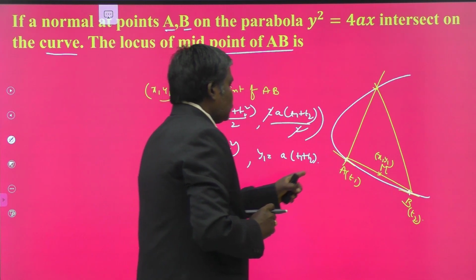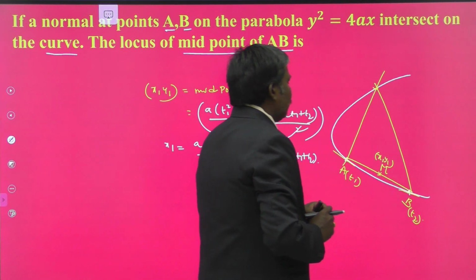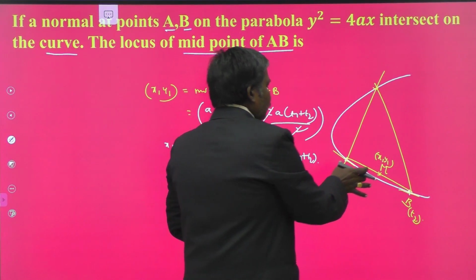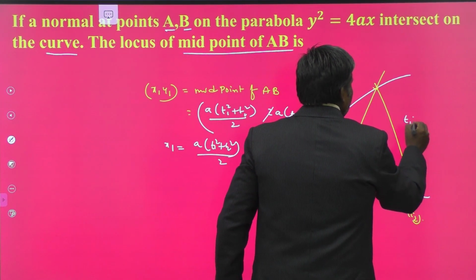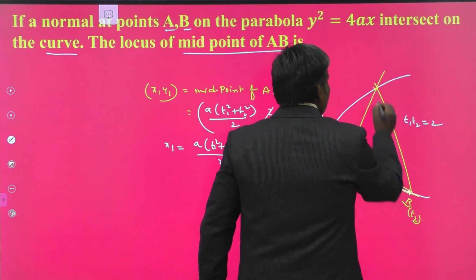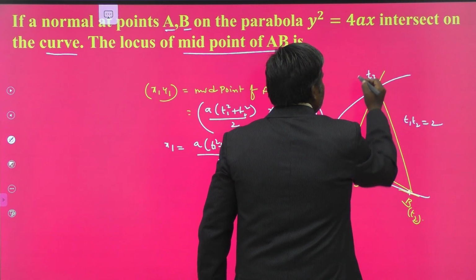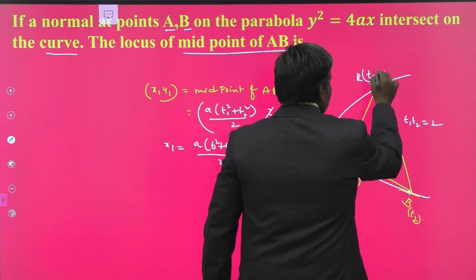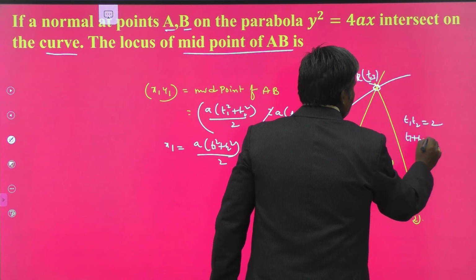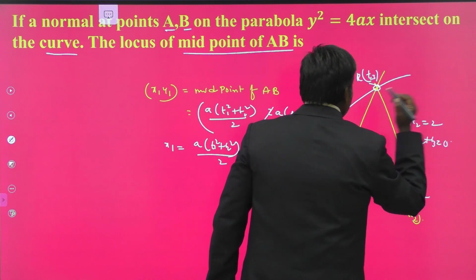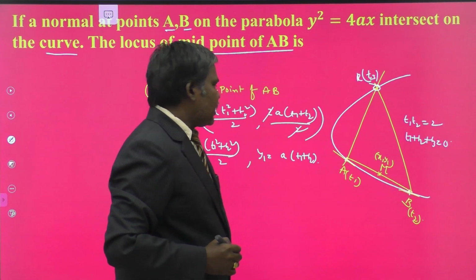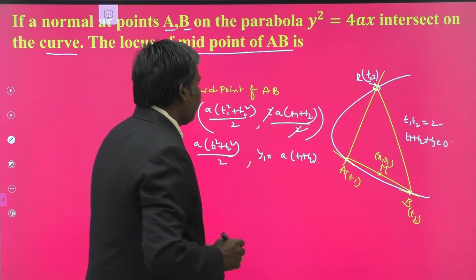My dears, normals at T1, T2 intersect again on the parabola. We have two conditions. T1 T2 is equal to 2, and suppose this point of intersection is T3, that is R of T3, then you have T1 plus T2 plus T3 equal to 0. That is the second condition you have to use here.